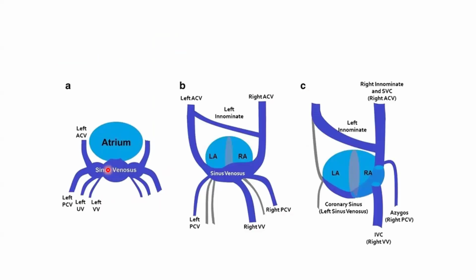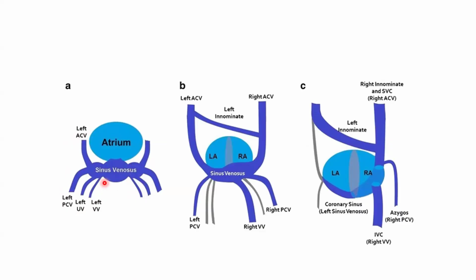So connected to this sinus venosus are what I said earlier on, the cardinal veins, the umbilical vein, and the vitelline vein. The umbilical vein drains the placenta, the vitelline vein, the yolk sac, and the cardinal vein, which is the CV here, drains the rest of the fetus. So these connect to the sinus venosus.